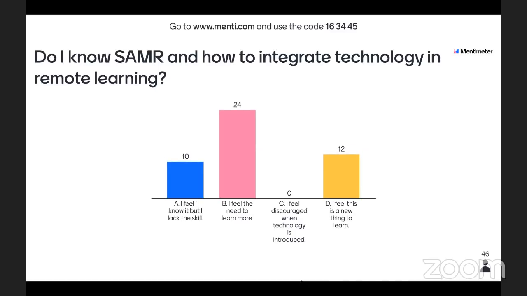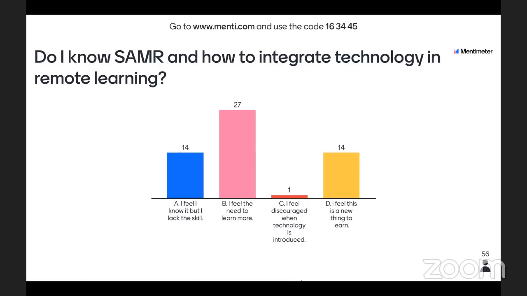Thank you for those people who are telling that they know already. Yes, they know something about SAMR. Thank you for citing the idea of the letters, the meaning of the term SAMR. I'll dig deeper into that in a bit. A lot of people are saying they're in letter B. They feel they need to learn more.